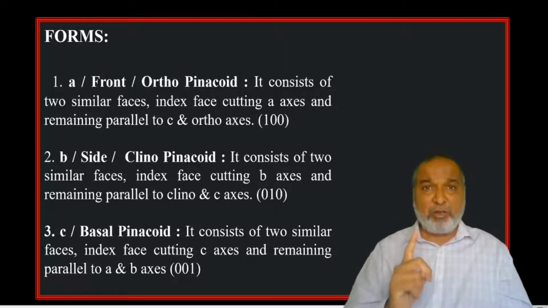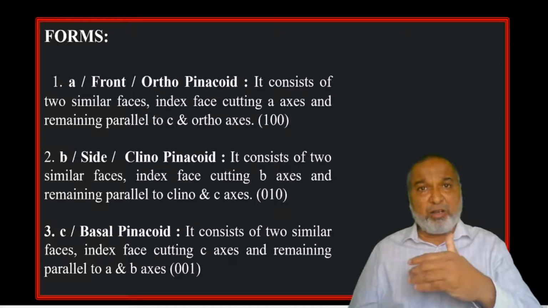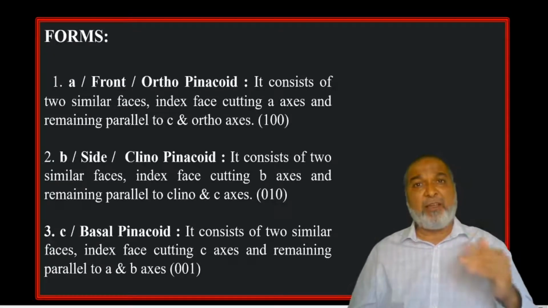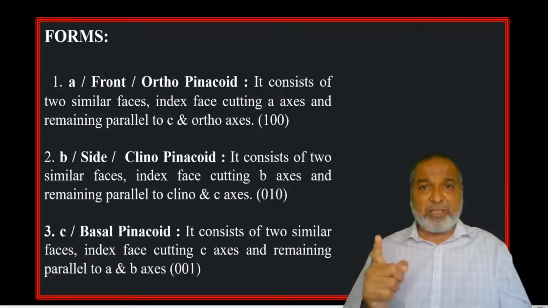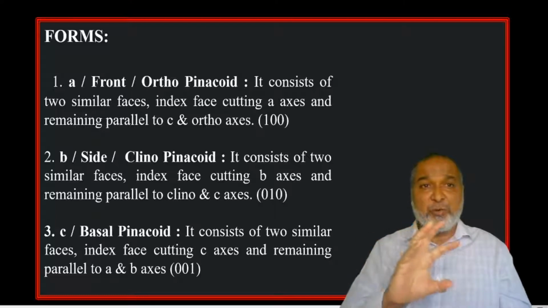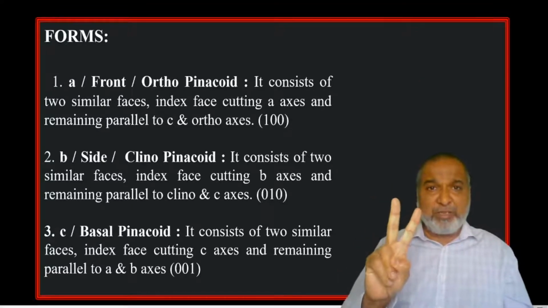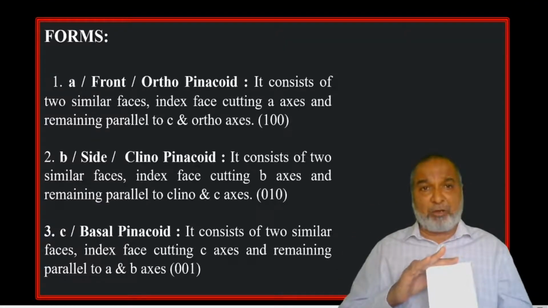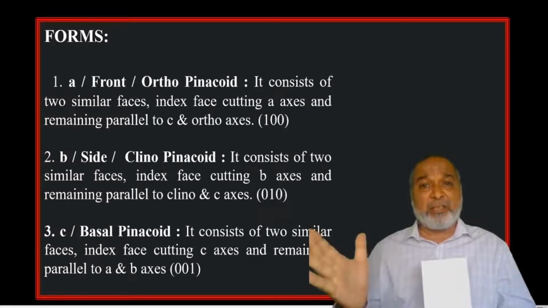The index face is going to cut A, or it may cut B, or it may cut C. On the basis of that: A or front or orthopinacoid, B or side or clinopinacoid, or C or basal pinacoid. 1 0 0, 0 1 0, and 0 0 1. No need to give a comma. Remember, whenever there is a pair of two similar faces, make it a pinacoid. If only one pair is there, make it a basal pinacoid.